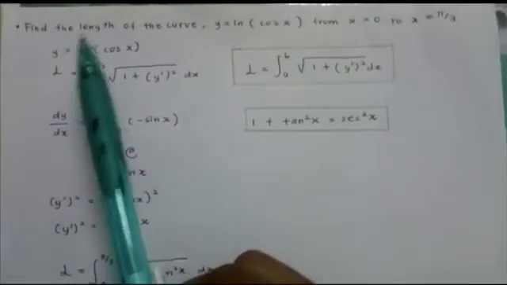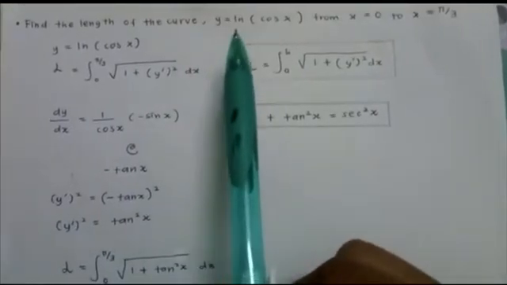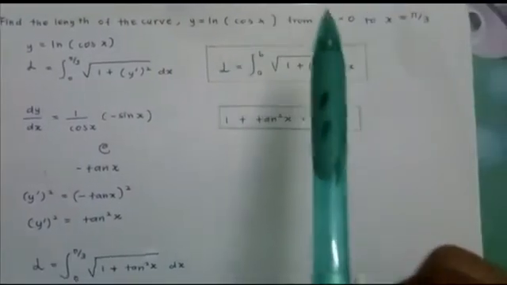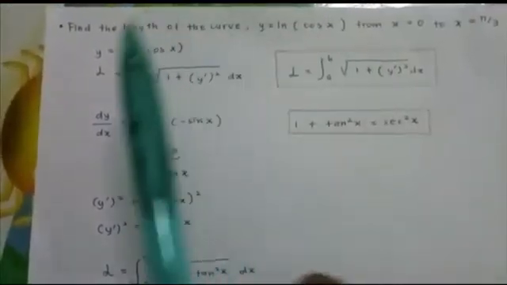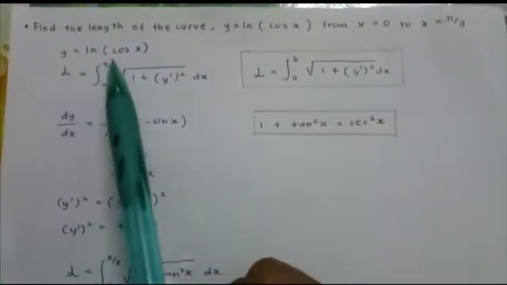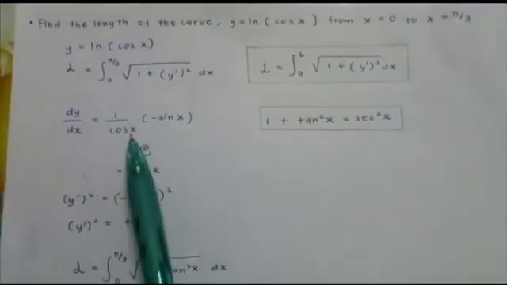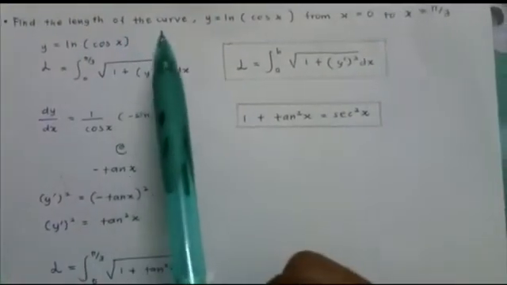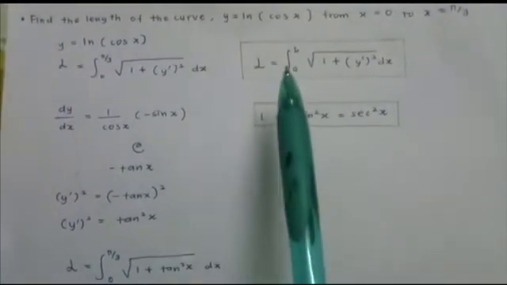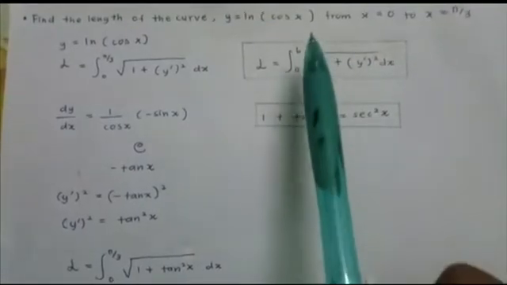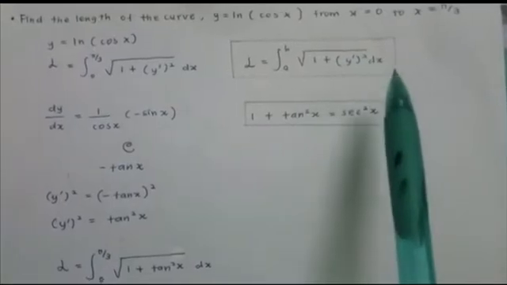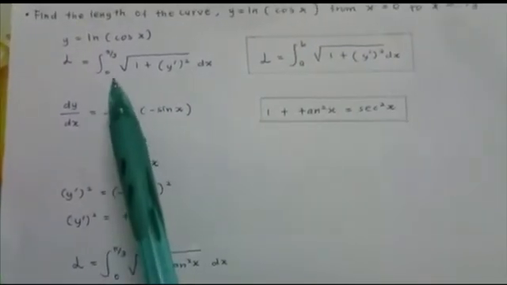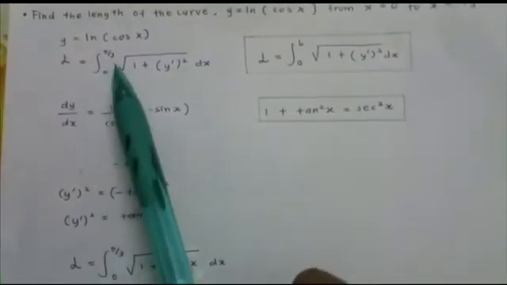Integration asks to find the length of the curve y equals ln cos x from x equals 0 to x equals pi over 3. So the equation is y equals ln cos x. As we know, to find the length of the curve, the formula is the integration from a to b of the square root of 1 plus the differentiation of y squared dx. So in this case, the limit is from 0 to pi over 3.